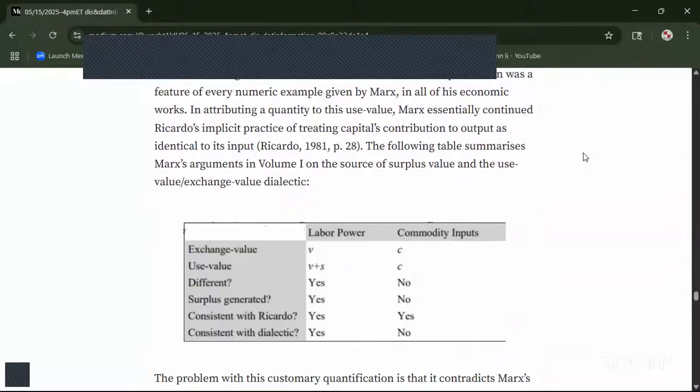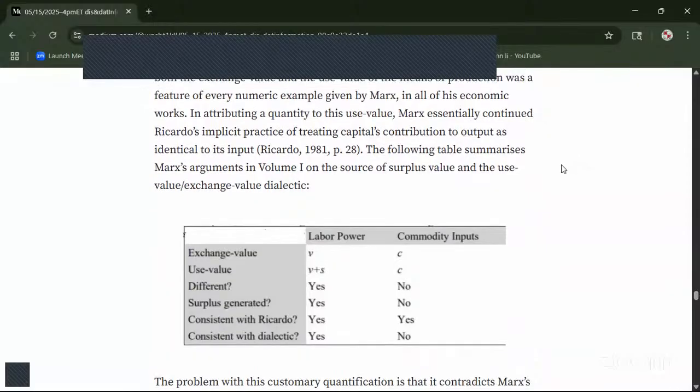Now, are they consistent with Ricardo? Yes, they are in both ways, right? Labor power and commodity inputs, which is what Ricardo assumed. Are they consistent with a dialectic, which is different from Ricardo? They are on the labor side, and they're not from a commodity input point of view. The implication, of course, is that there's a kind of over or under determining that is about labor power, which is abstract. It is not labor itself. Remember, it's not labor itself. This is about capability, capacity, about will, about other kinds of things that are differentiated from fixed capital, for example.